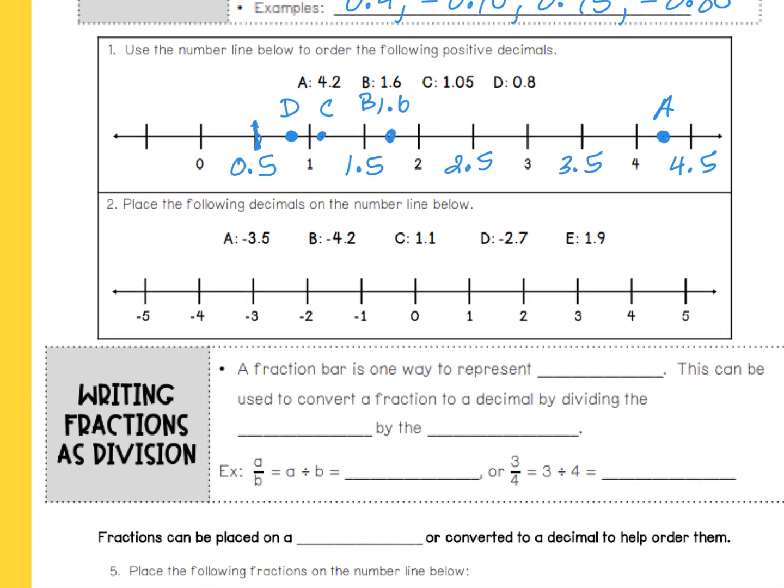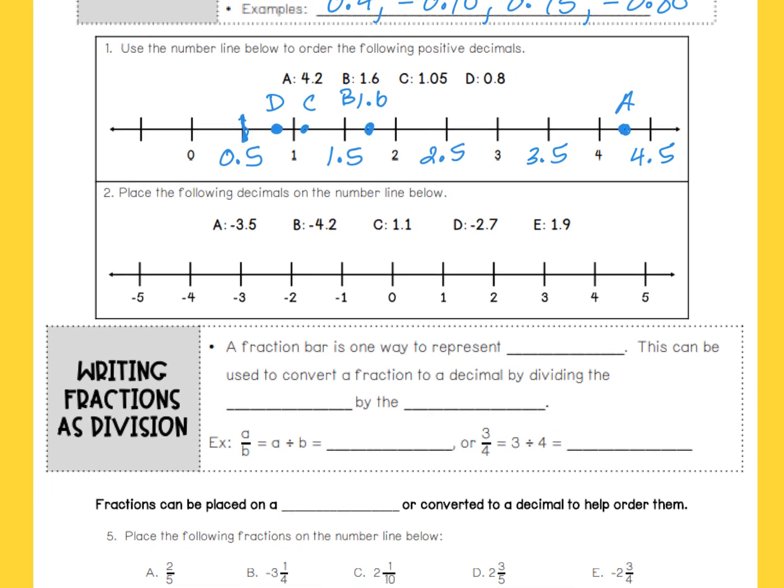Now looking at number 2, it says to place the following decimals on the number line below. So it gives me both positive and negative decimals. I'm going to go ahead and look at letter A, which is negative 3.5, meaning that it is going to be more than negative 3, but it's not quite negative 4. If you've spent $3.50, you haven't quite spent $4, but you have spent more than $3. So this point is going to be right about here, letter A, on your number line.